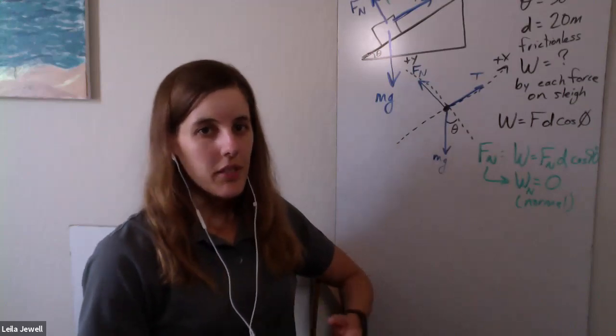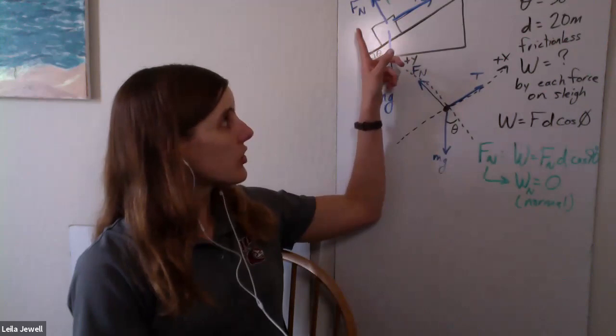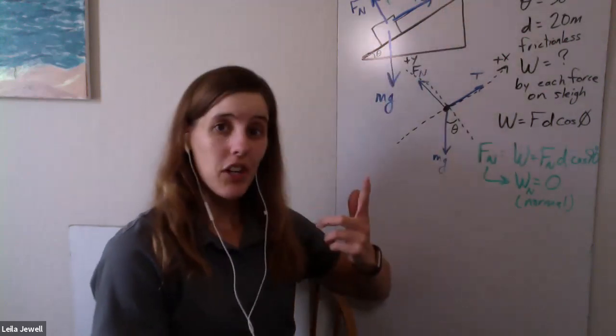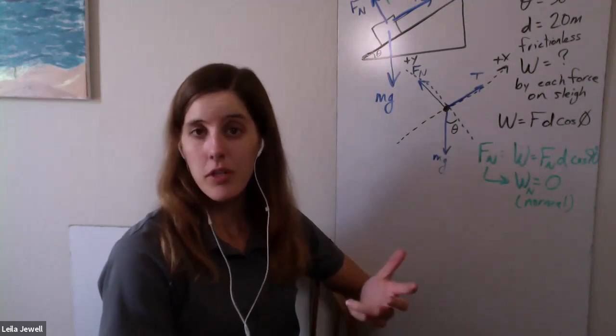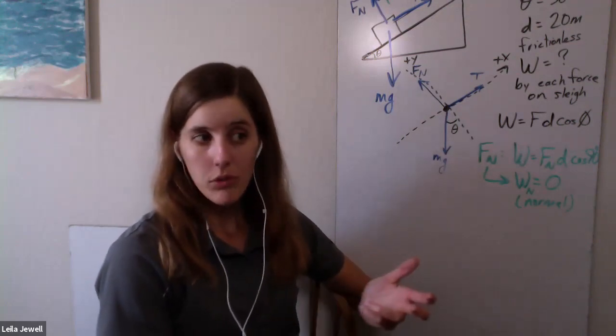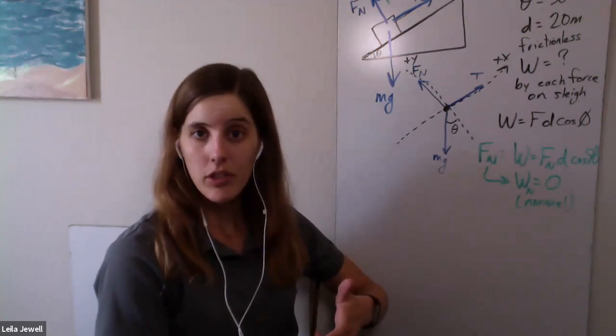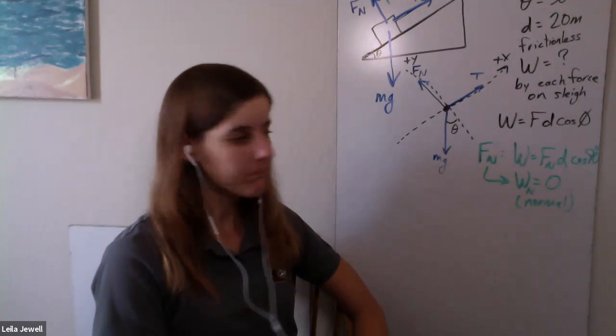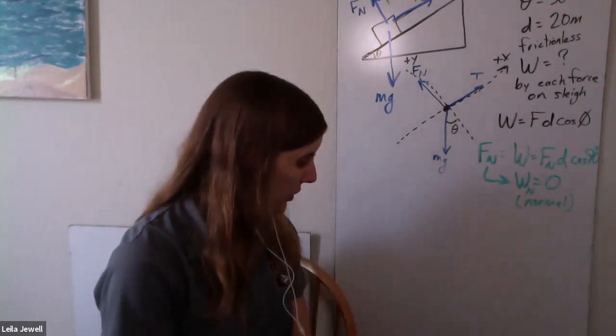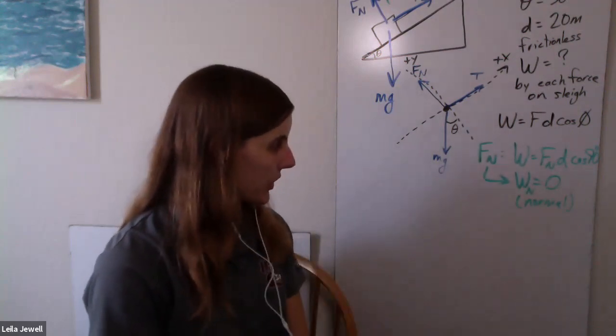What does this mean? It means the normal force is not contributing to the motion of the sleigh going either up the ramp or down the ramp. Friction would be, because friction is opposing the motion, and the normal force could be used in the calculation of friction, but the normal force itself is not actually doing any work. Okay, well that's pretty cool. Nice to immediately rule that out.